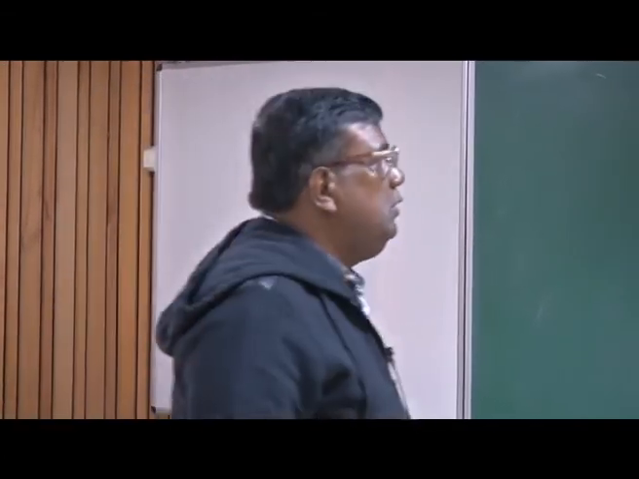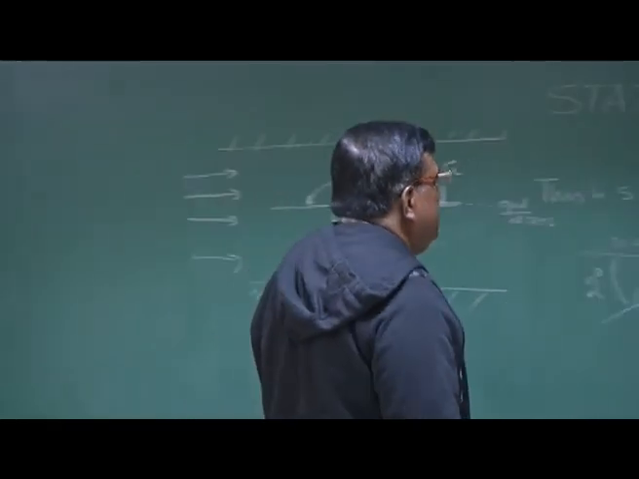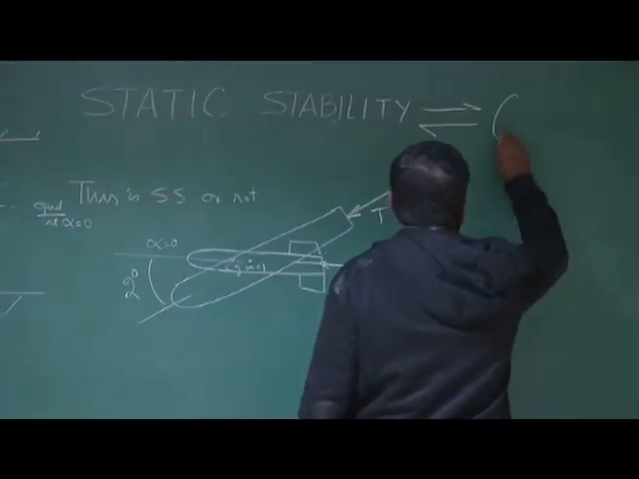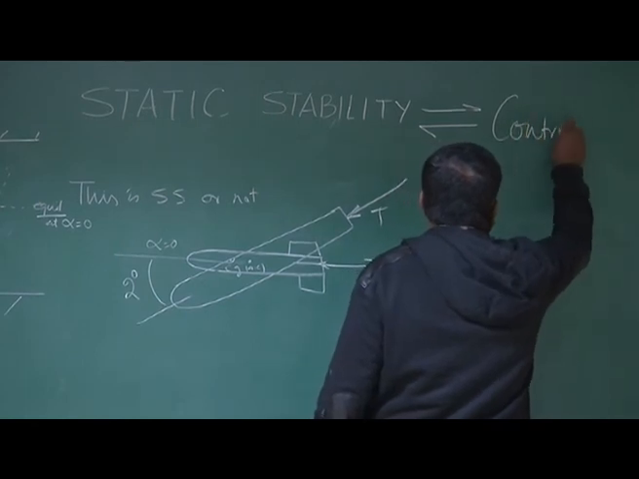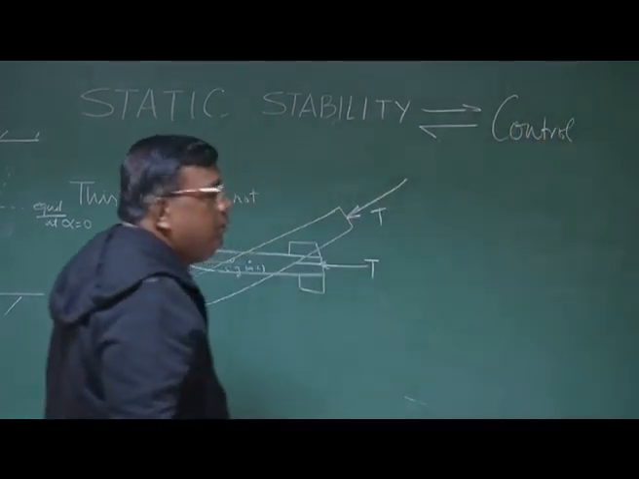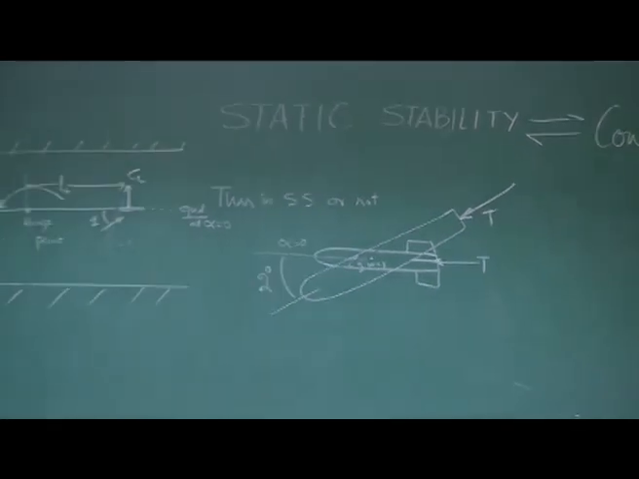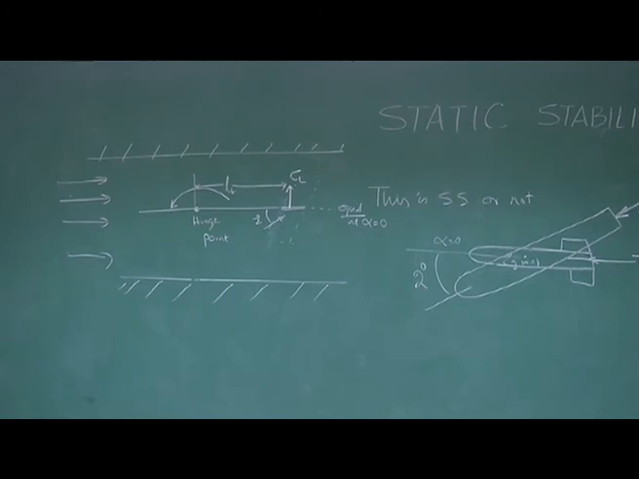Okay, clear? That's why I always say static stability and control have a very tacit relationship. One has to respect it. If you don't respect it, that whole relationship can break and you may lead to a disaster. Okay? Thank you.